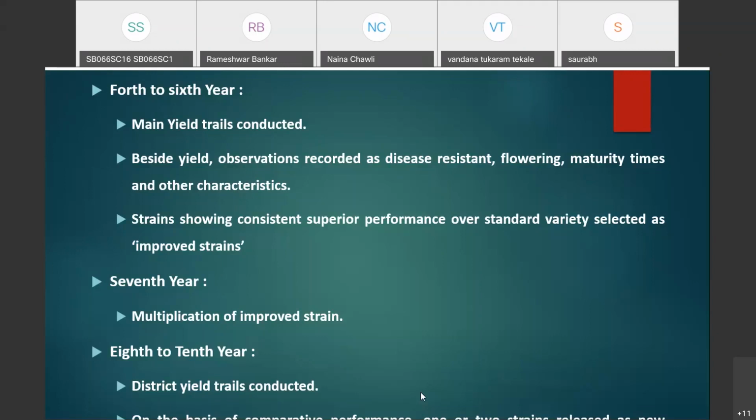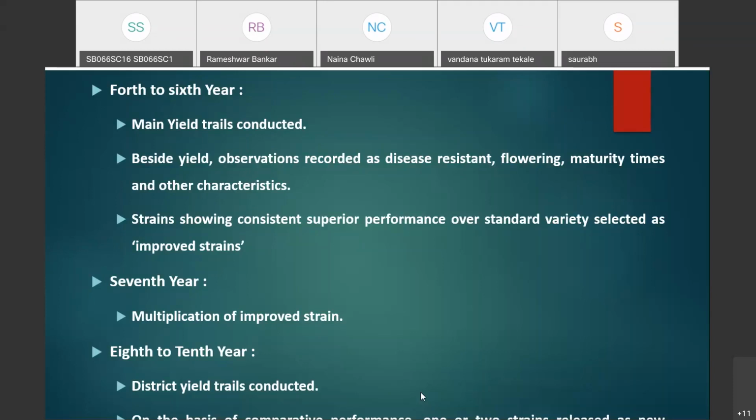Then in the seventh year, the seeds of these improved strains are multiplied. ओके, 7व्या जनरेशन मध्ये, जे इम्प्रूव्ड स्ट्रेन आहे 6व्या जनरेशन मधले, त्याचं फक्त मल्टिप्लिकेशन केलं जातं, त्याच्या सीड्स मल्टिप्लाय केल्या जातात. In the seventh year, multiplication of improved strain is carried out.